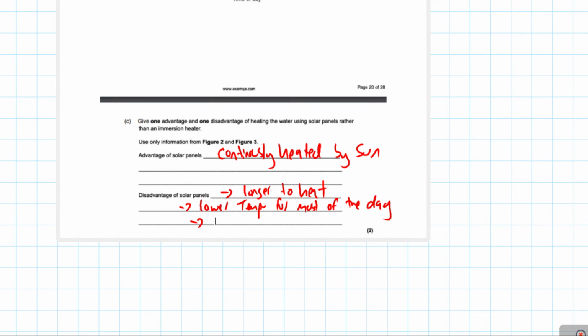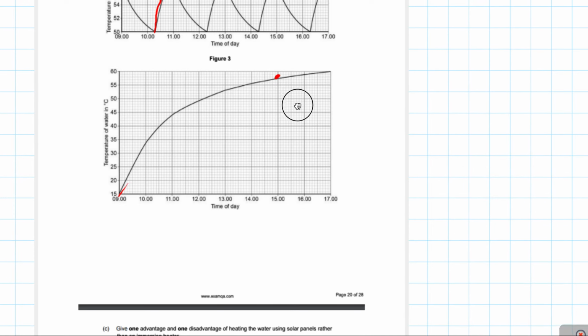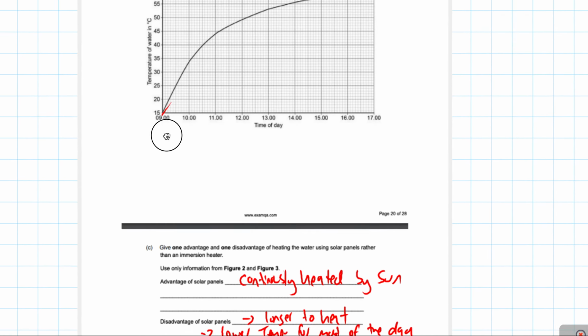And also, you have less control of temperature. It slowly heats up. So, for example, if you want 60 degrees, you've got to wait till 5 o'clock to get that. Well, with an immersion heater, you can just turn it on and then let it go up to 60 degrees if you change the settings. So, again, you don't have as much control with a solar one as you do with an immersion heater.